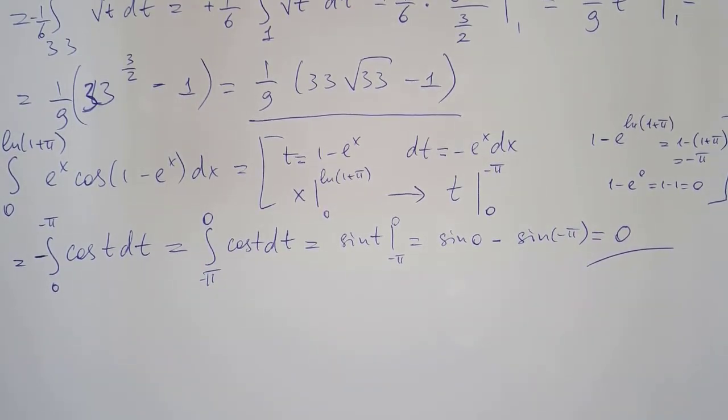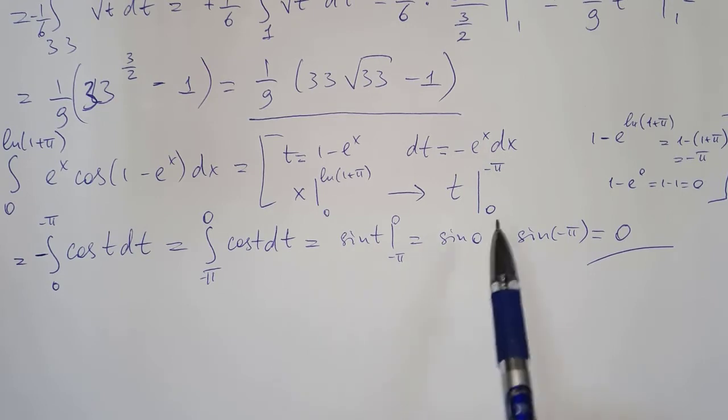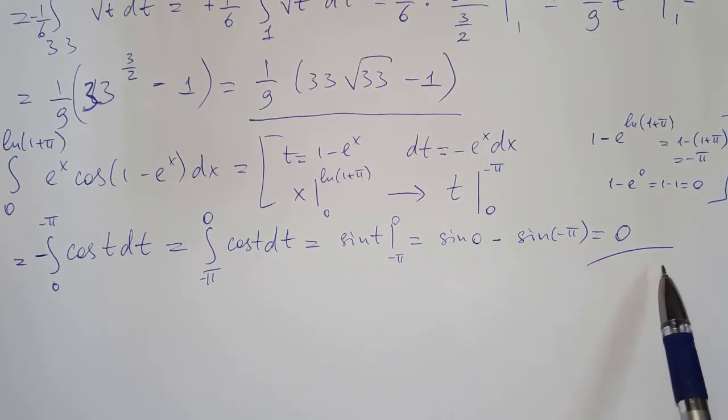So we have two methods. We can substitute our variable and find the primitive, and then put in the given bounds from before the substitution. Or we can directly change our bounds, our limits, and find the value.